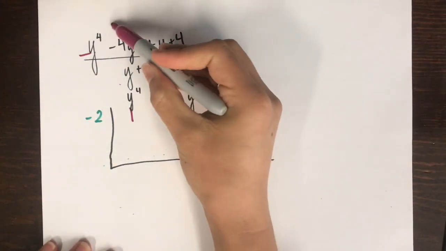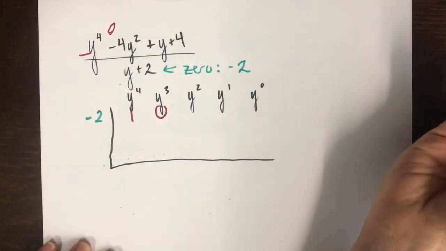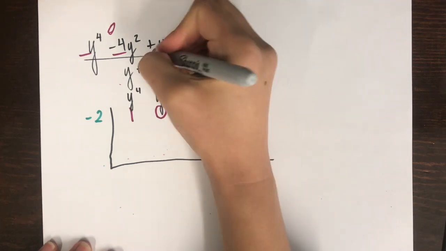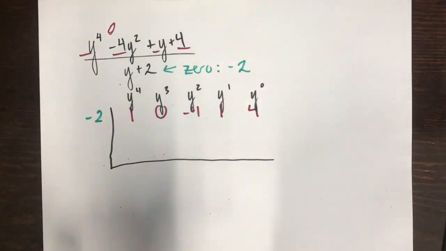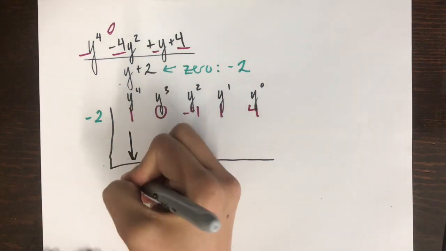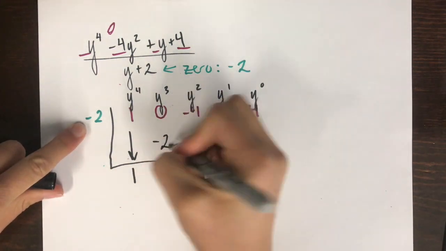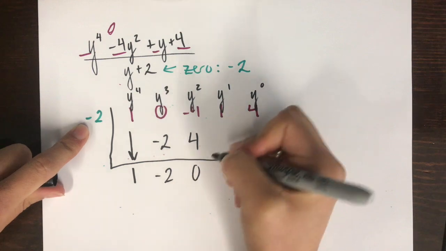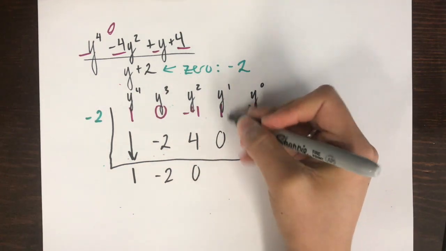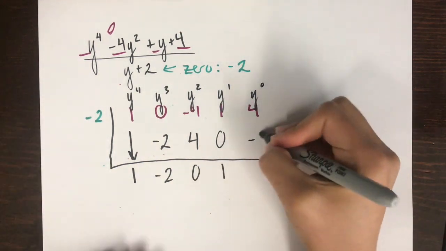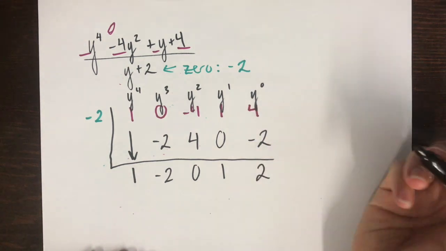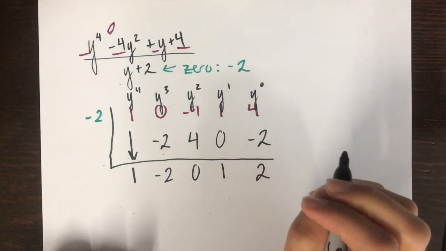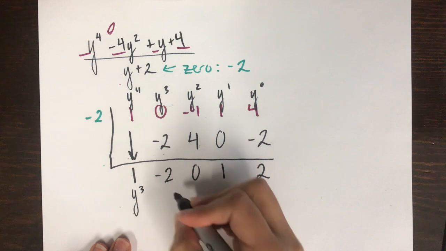Whew. And then I'm going to take the coefficients. I have 1, and then I don't have a y cubed, so I'm going to put a 0 there as a placeholder. And then I have -4, 1, and then 4. So I bring down the 1, then I multiply, which is -2. Then I add, which is -2. Then I multiply, which is 4. Then I add, which is going to be 0, and then I multiply, which is 0, 1 plus 0 is 1, and then -2 times 1 is -2, and then 4 plus -2 is 2.